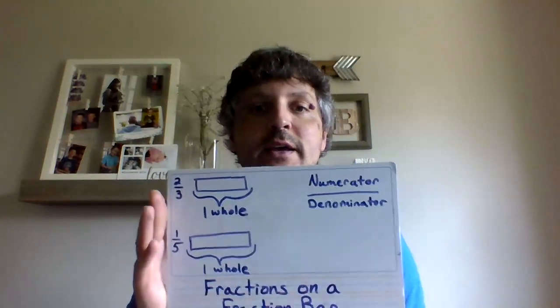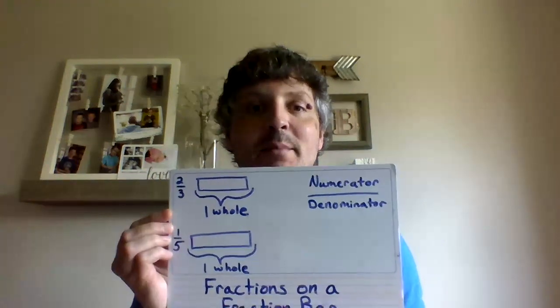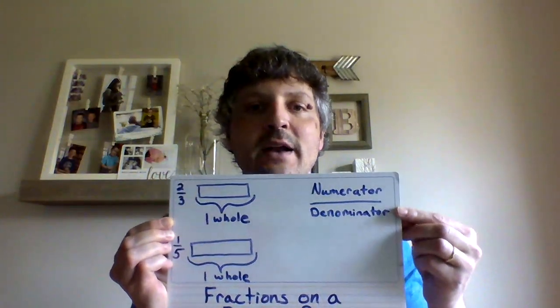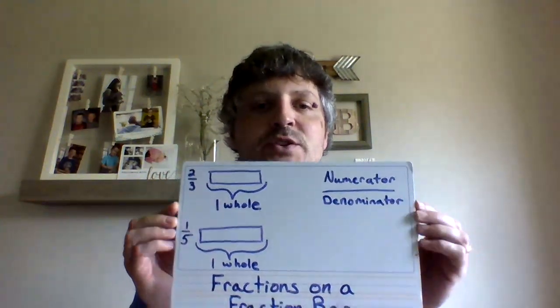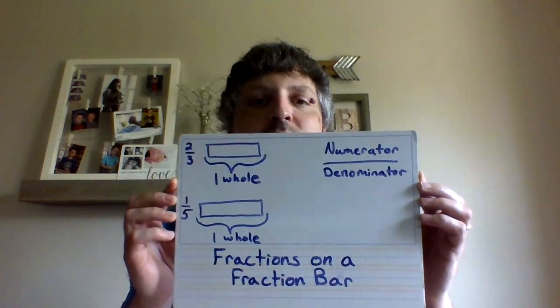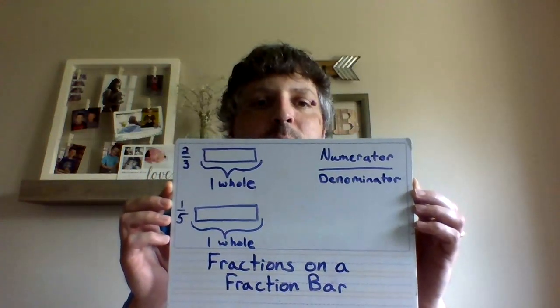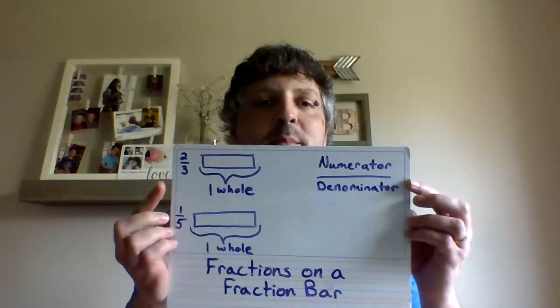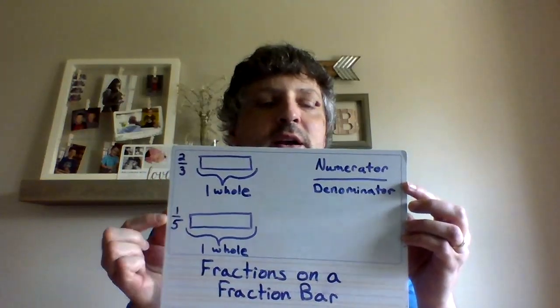So to start, we'll go over what we remember. Remember, a fraction has a numerator and a denominator. The numerator is on top and the denominator is on the bottom. Fractions can be represented with a fraction bar, and you'll see a couple examples right here and here.